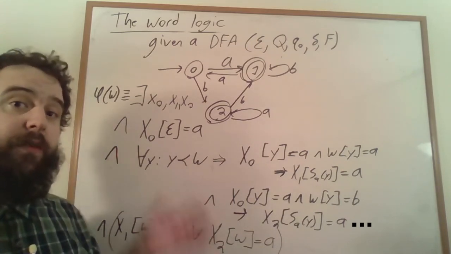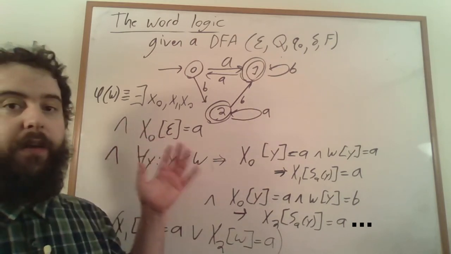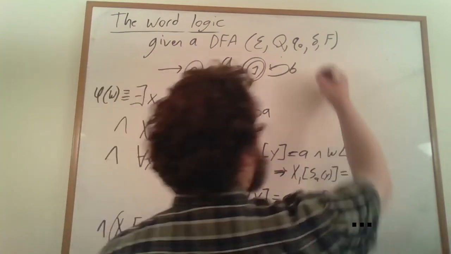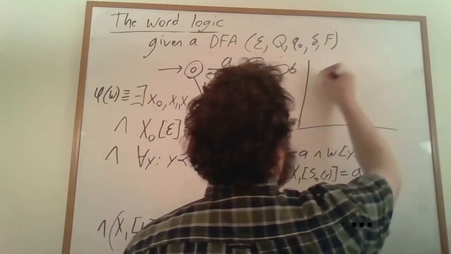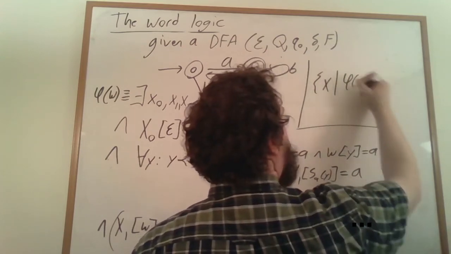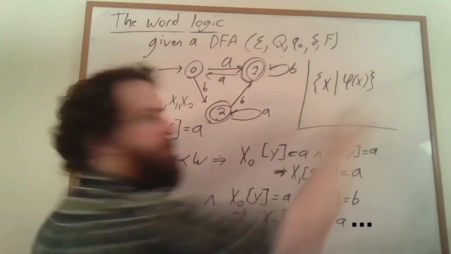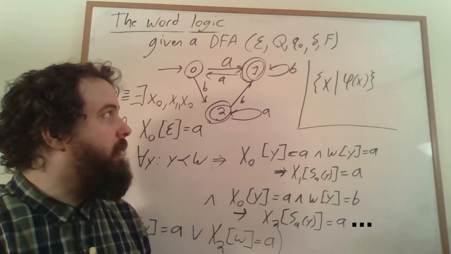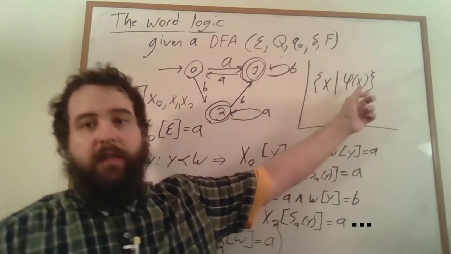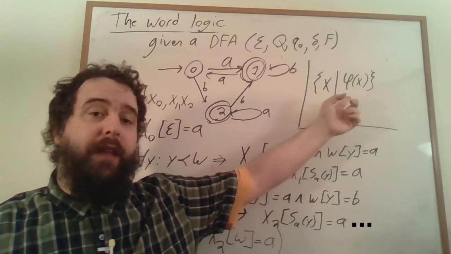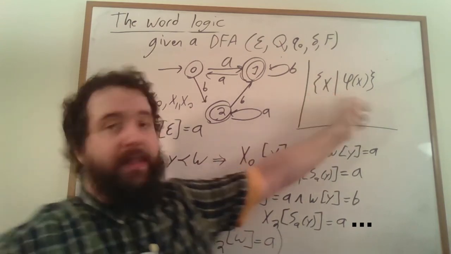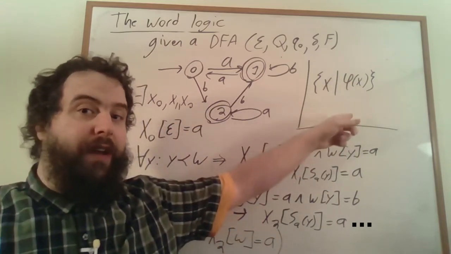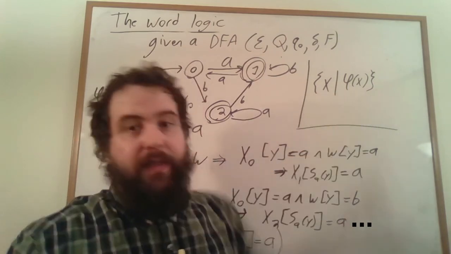And so this gives us a procedure for turning a deterministic finite state automaton into a formula in the word logic. As such, we can represent any regular language in the word logic as the set of all words x such that phi of x. This is going to be a regular language over sigma, sigma being the letters a and b. We just have the set of all words that satisfy a particular formula. This is going to be a regular language, and all regular languages are in this format, that there's some phi, there's some formula in our word logic that represents that regular set.